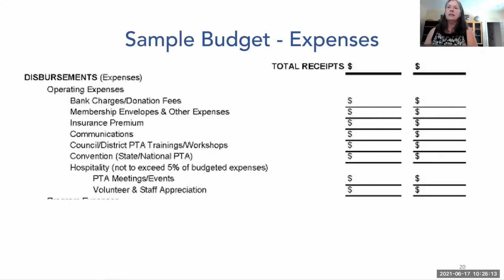So again, this is the expense half of the sample budget. The operating expenses are itemized here. You'll see that the hospitality is actually broken down, but there is a total line item here, with the caution to not exceed 5% of all of your budgeted expenses. And again, budget as best you can. Now for the insurance premium, we usually let you know that amount in about August. So hopefully that'll be coming soon.